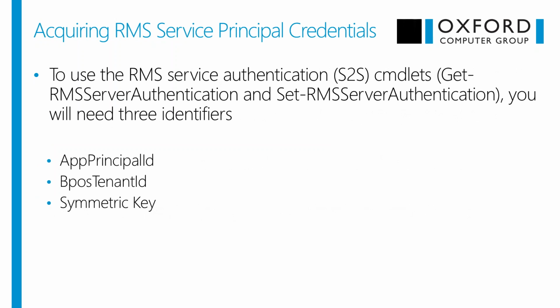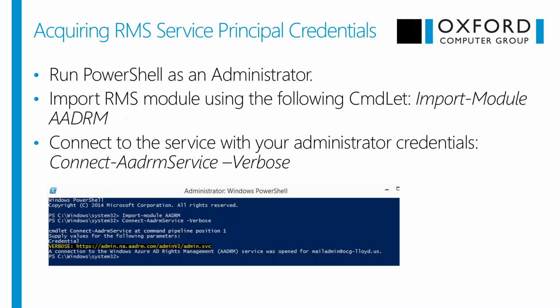So there's three things that you'll need to actually use this tool, and they are the app principal ID, the BPOS tenant ID, and the symmetric key. And so I'm going to walk you through how you can actually get those. So the first thing you want to do is you run PowerShell as administrator. You'll import the RMS module using import-module AADRM, and you'll connect to the service with your admin credentials. So this is your Azure credentials. So once you use the connect-AADRMService, a Windows credential box will pop up. You'll enter those credentials in there and you'll connect.